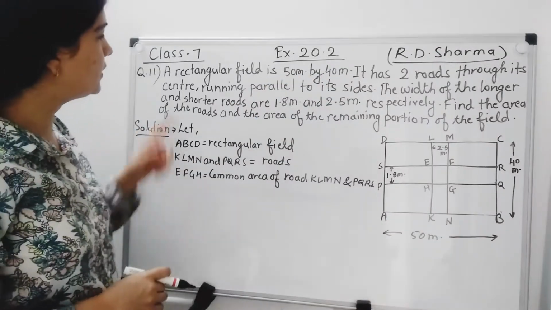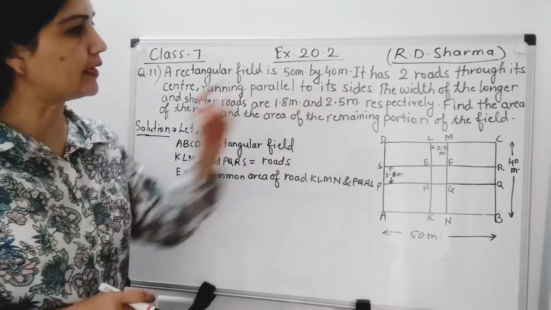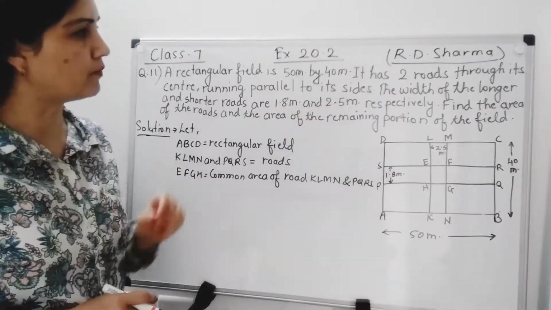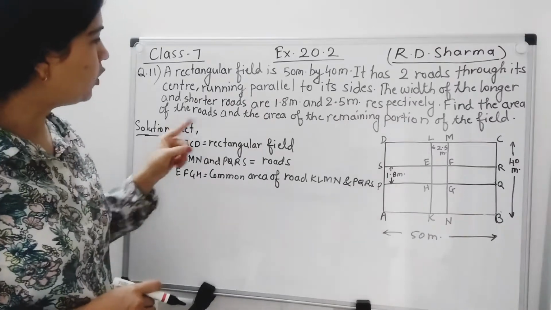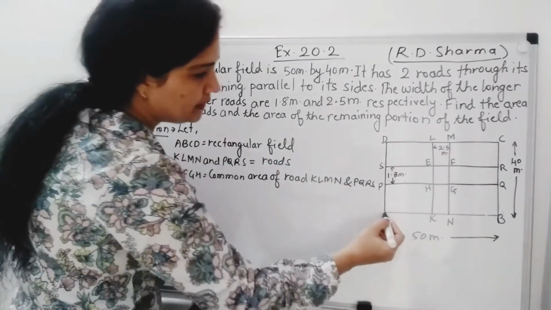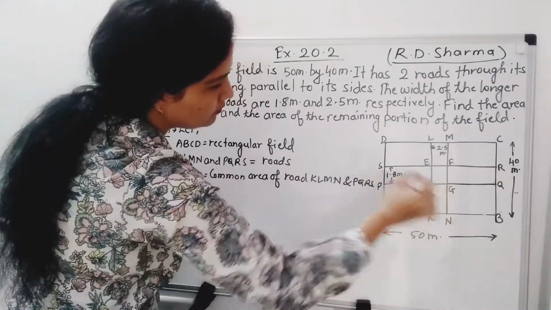It has 2 roads through its center running parallel to its sides. The width of the longer and shorter roads are 1.8 meter and 2.5 meter respectively. Find the area of the roads and the area of the remaining portion of the field. So, to better understand, I have drawn it.